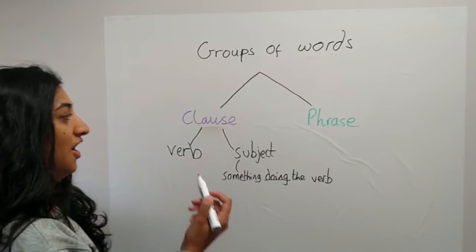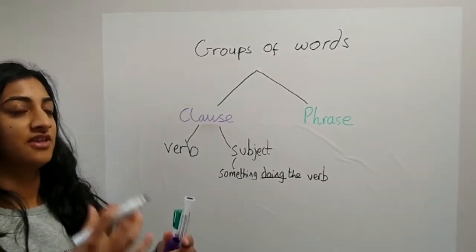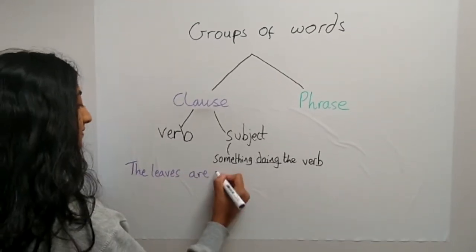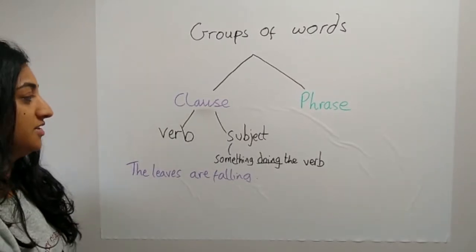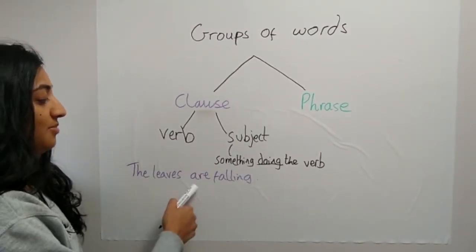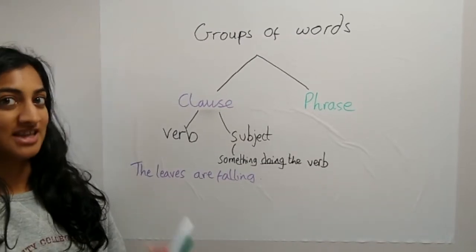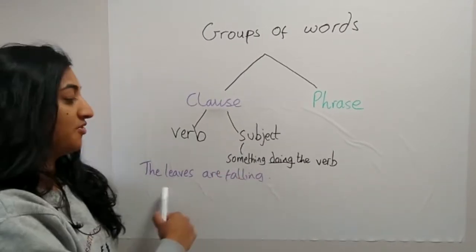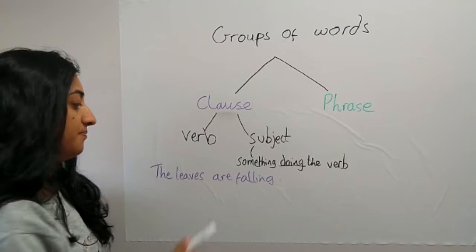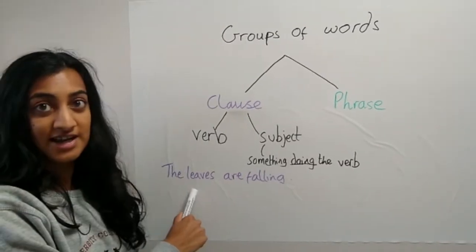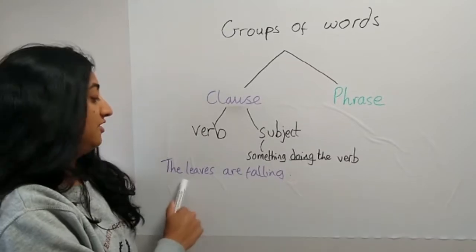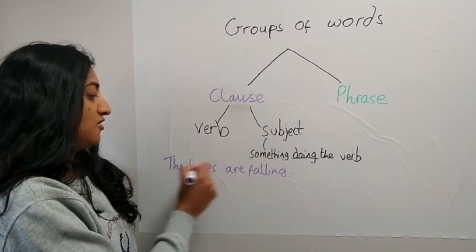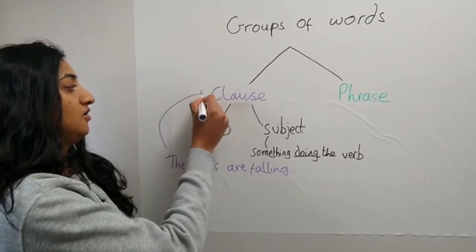So for example, let's take some collection of words together. I'm going to use the leaves are falling. Now this is a clause because the first thing I've got to check for is it's got a verb. Are falling is a verb. That's something that's happening. It's an action. I also need to check, does it have a subject? Is there something in this collection of words that is doing the verb? Well, here it's the leaves. The leaves are the thing that are falling. Therefore, the leaves is the subject and are falling is the verb, which is why we know this collection of words is called a clause.